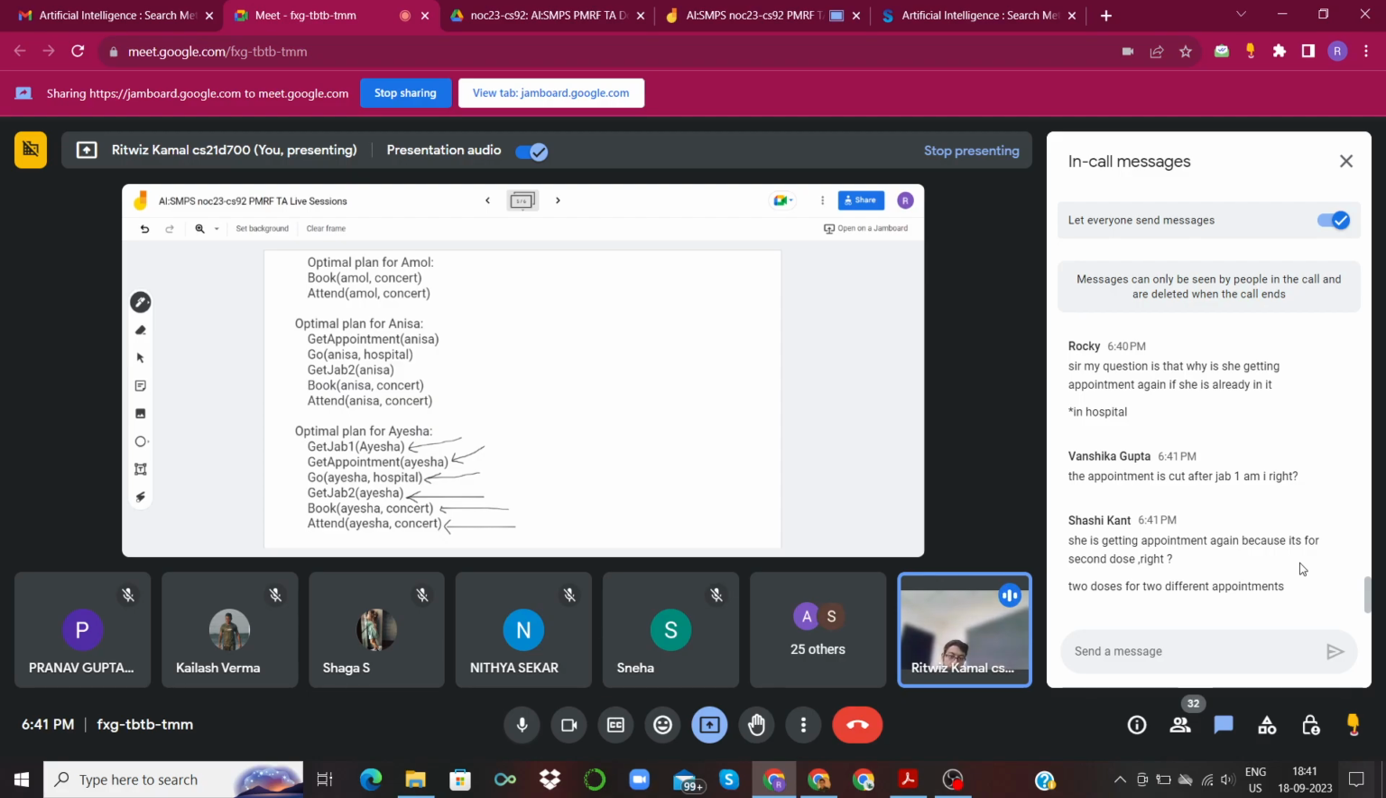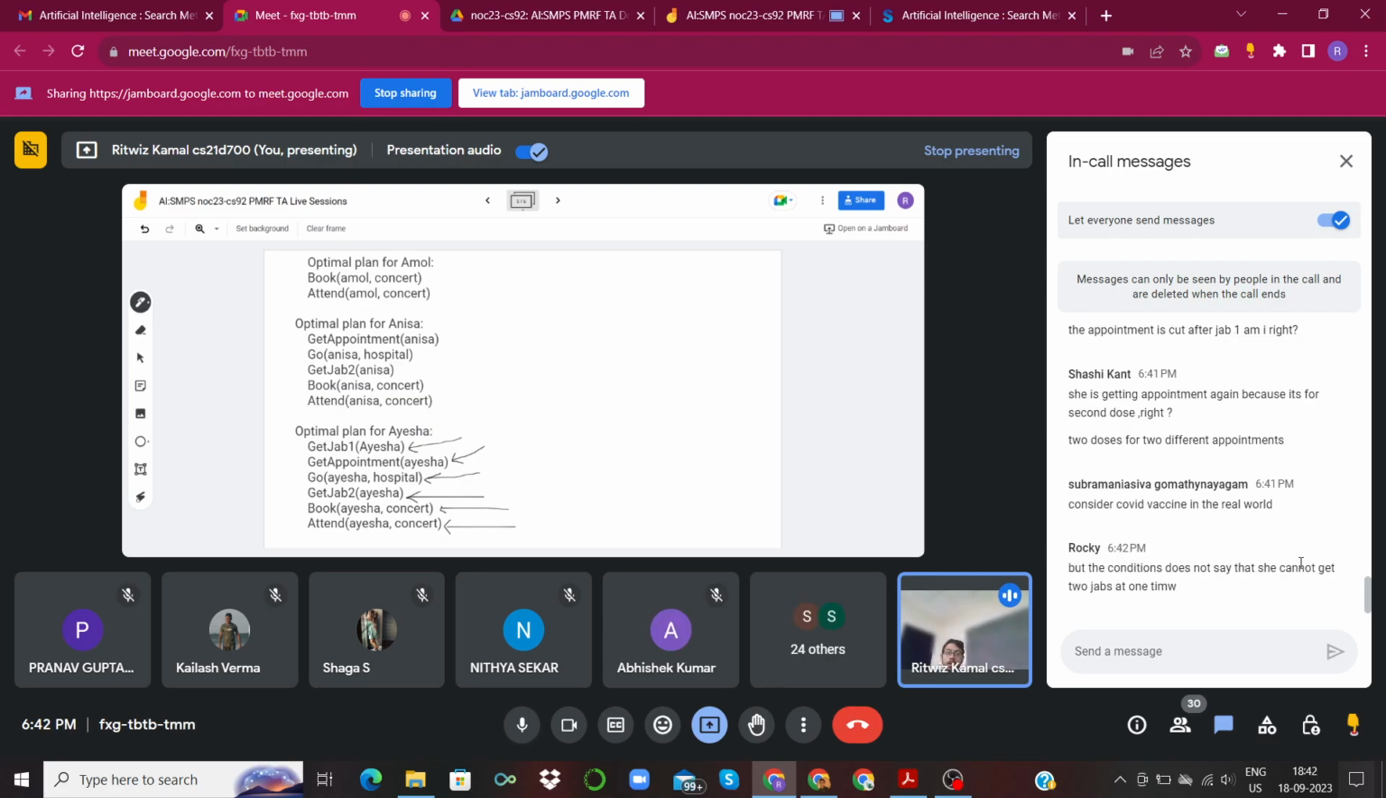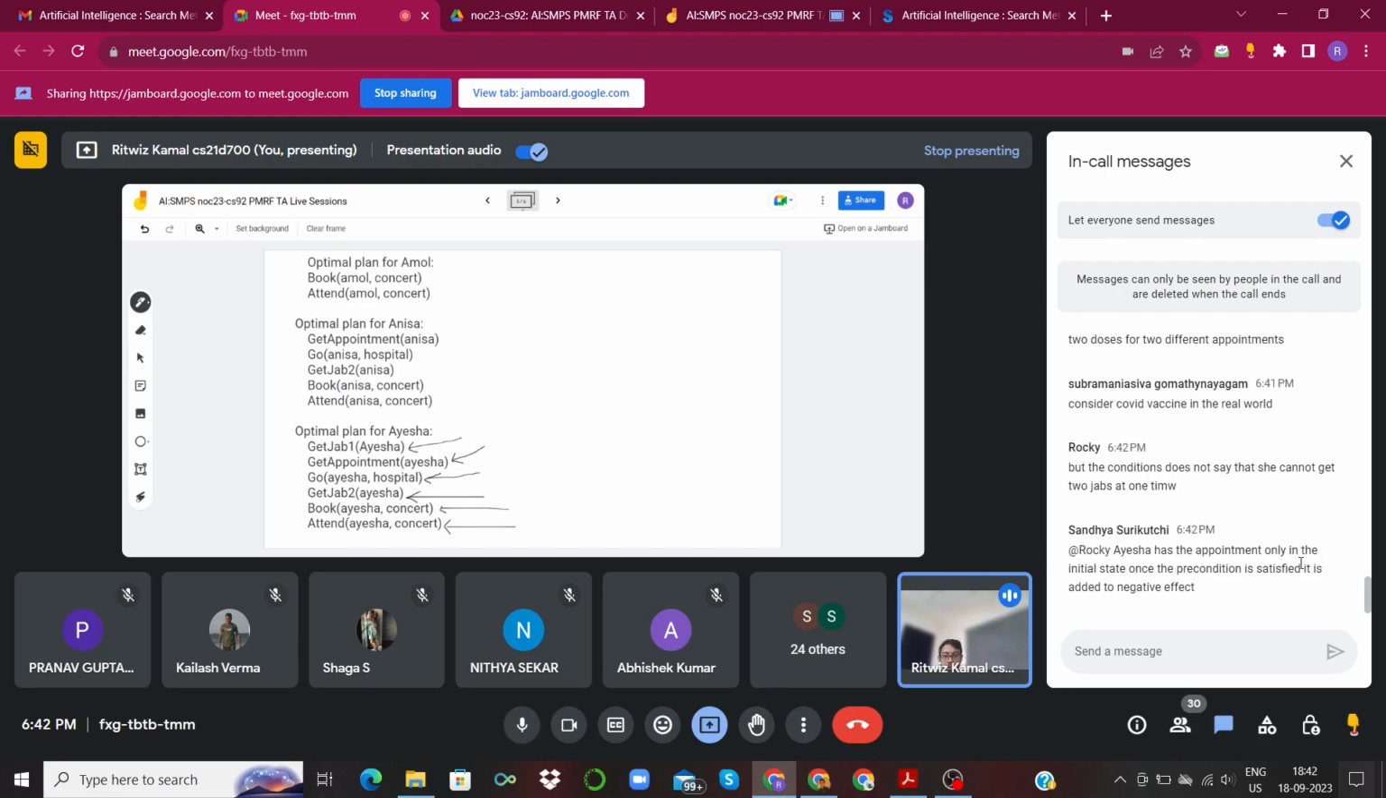Because immediately after we apply the get jab 1 operator, that results in one jab Aisha getting added to the state, but it also results in hospital appointment Aisha and at Aisha comma hospital being removed from the state. So the AI machine that you have will not know whether Aisha got the dose of vaccine on the same day or whether she's still at the hospital. That's why you have to again apply for a hospital appointment using the corresponding operator and again use the go operator to go to the hospital.